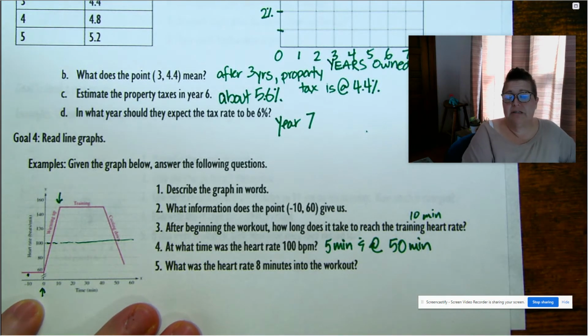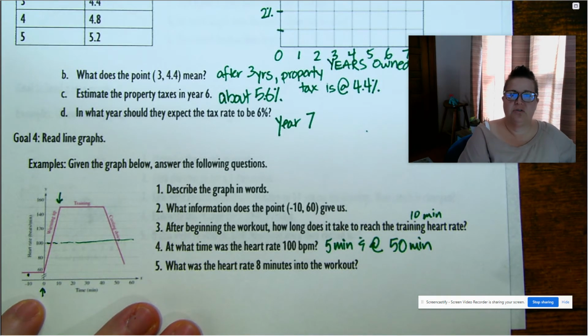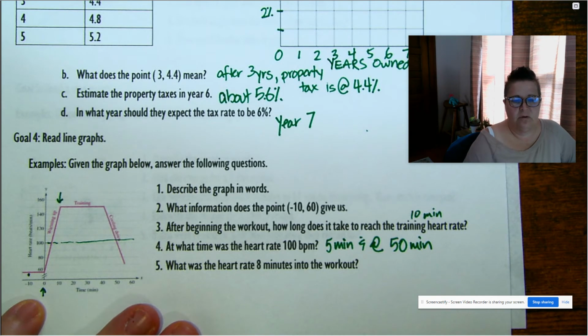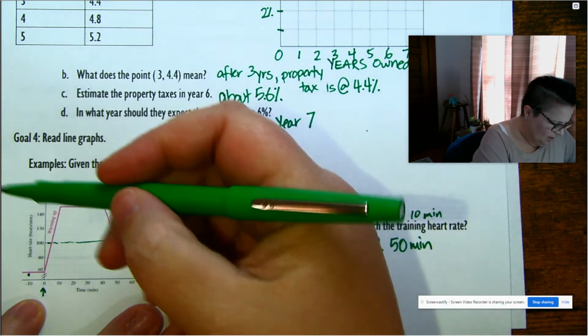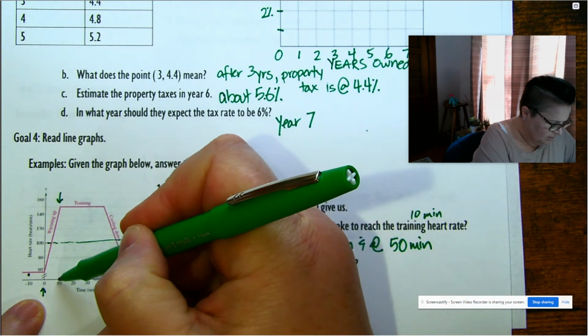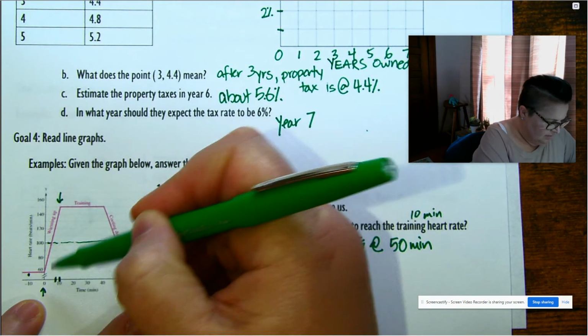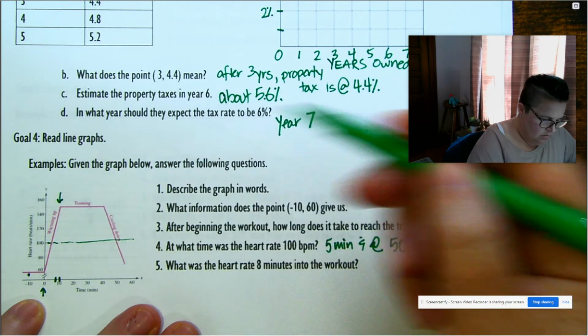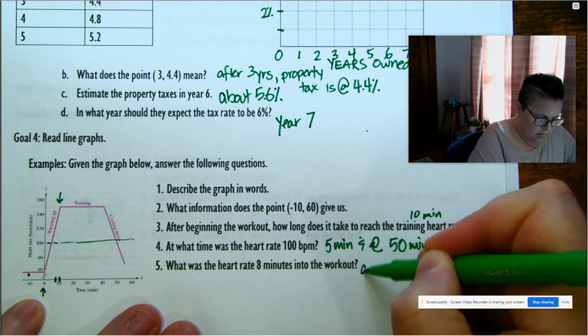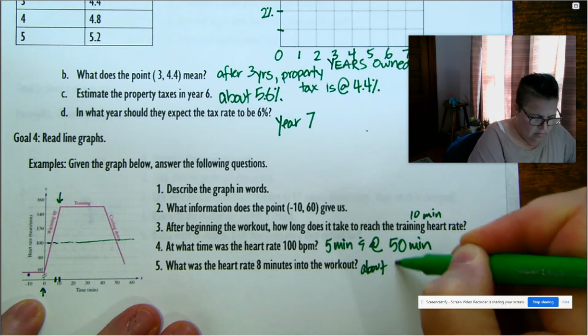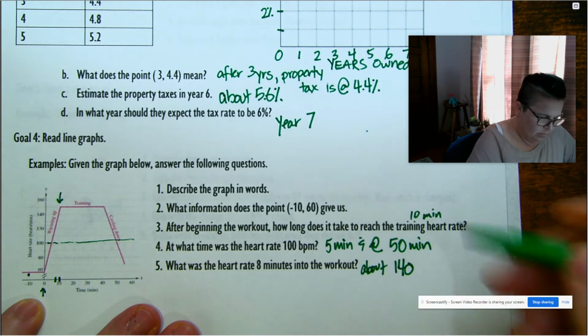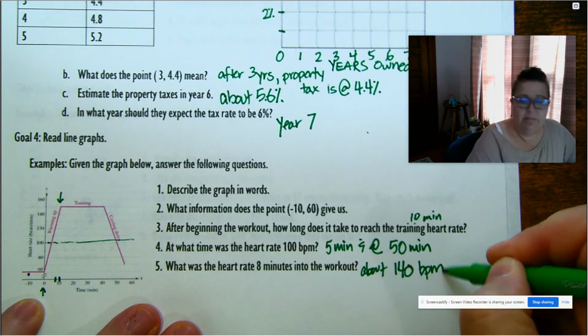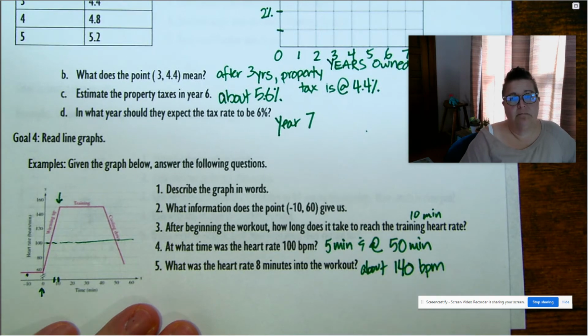So these are approximations, but that's okay. Get as close as you can based on the diagram in front of you. What was the heart rate 8 minutes into the workout? So 8 minutes into the workout, if this is 10, 8 minutes is going to be right here. Oh, I don't know, about 140 beats per minute, BPM. Okay.